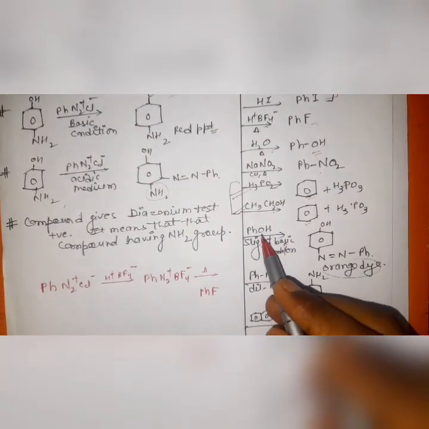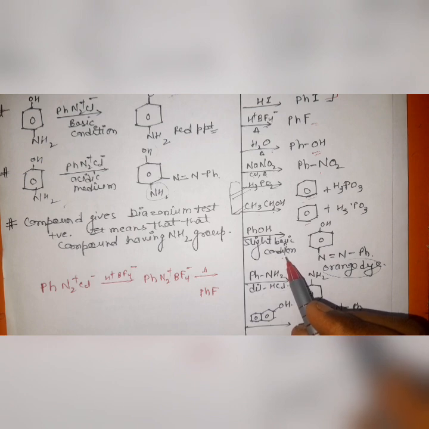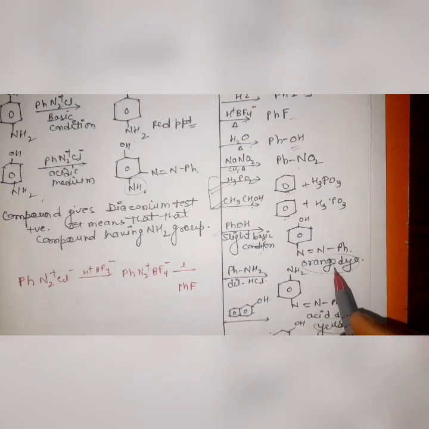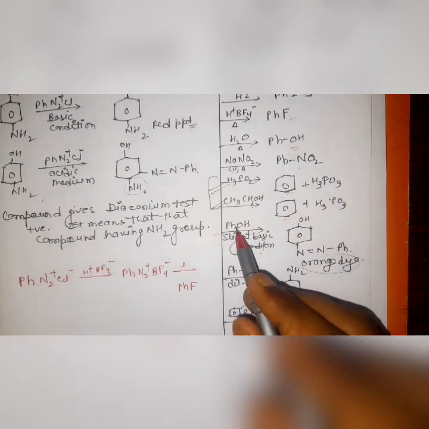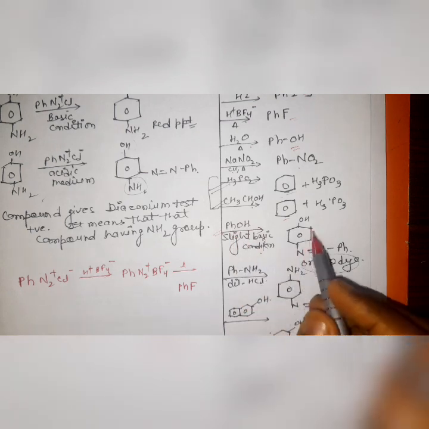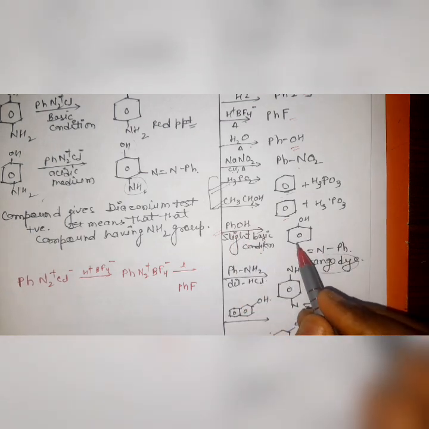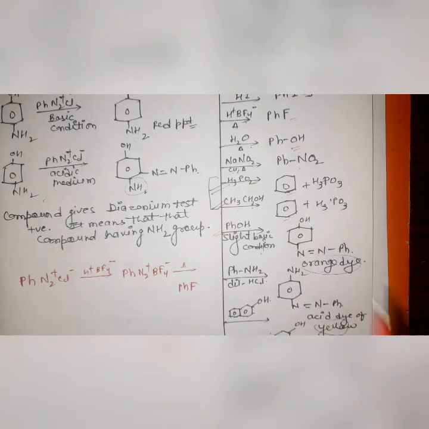And when it reacts with PhOH in basic condition, this is one of the important reactions that I am talking about, that will form the orange dye. Here you see PhOH, that is phenol, is there, and the Ph will be attached at the para position of phenol, that is the orange dye formed.